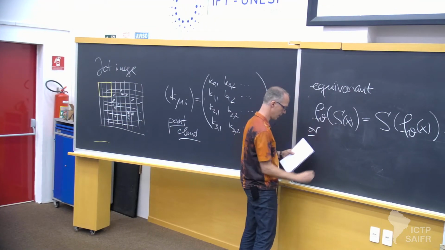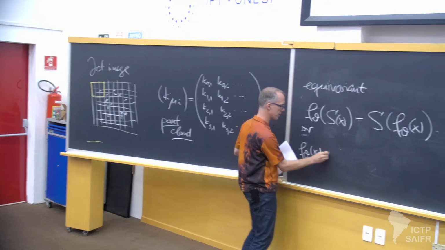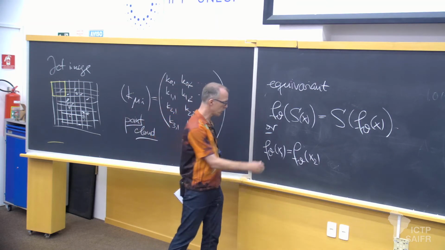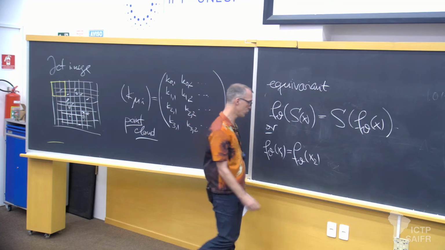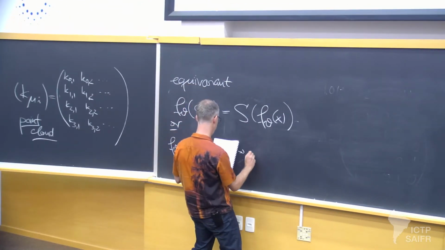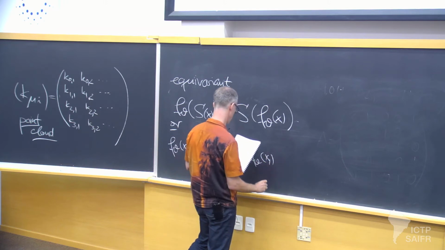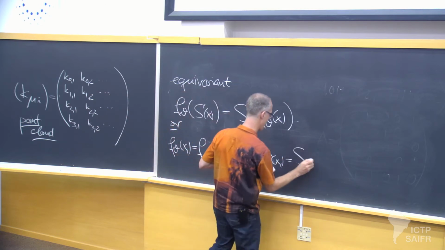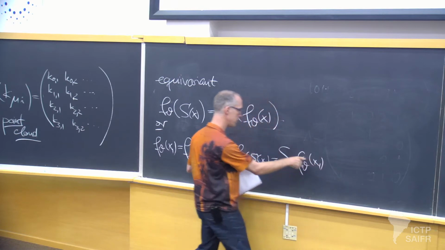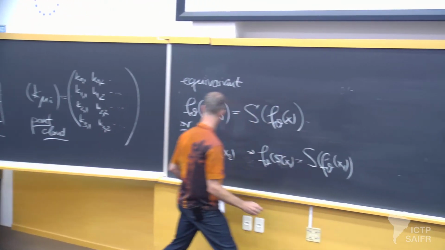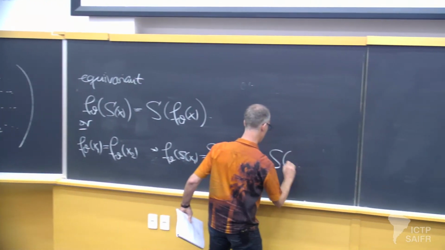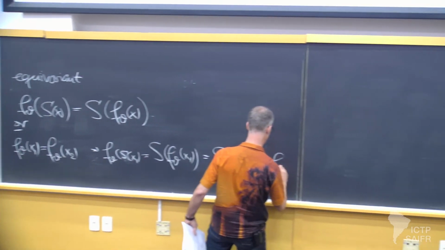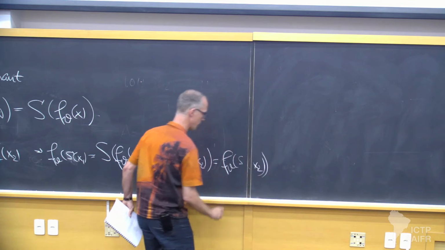So, if you have a network that gives the same output for two phase space points x1 and x2, and now I do a transformation S on those two x's, then I find that f theta of S of x1 is S f theta of x1, which, according to that rule, is S f theta of x2, and that is by our rule nothing but f theta of S of x2.